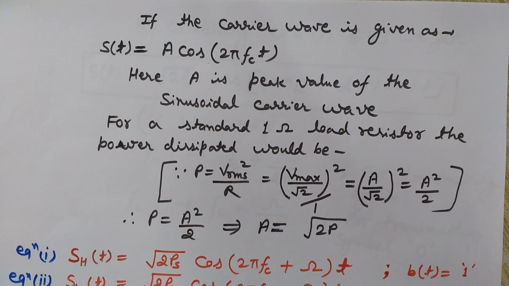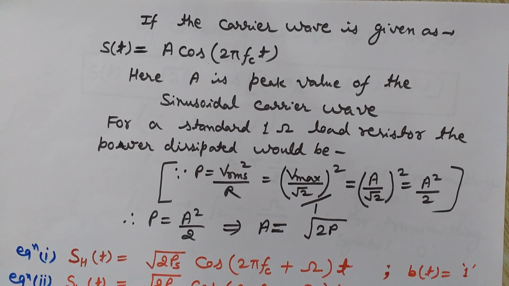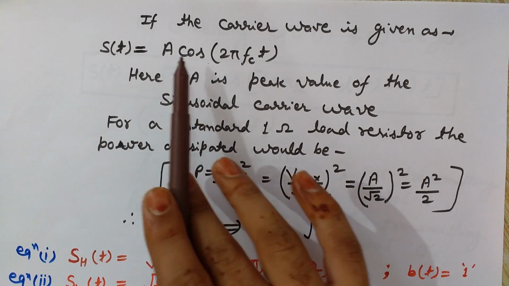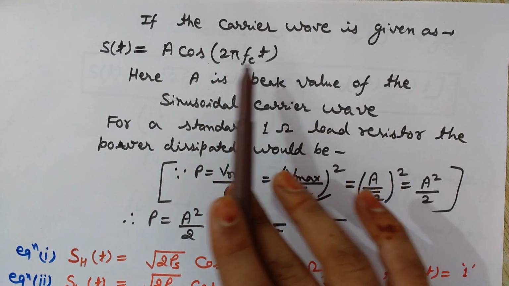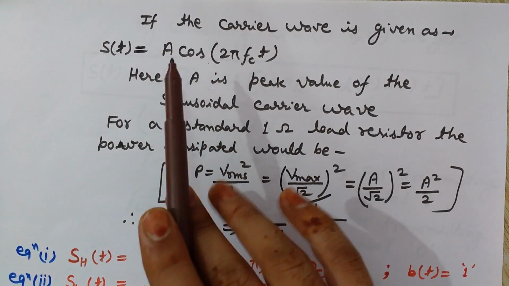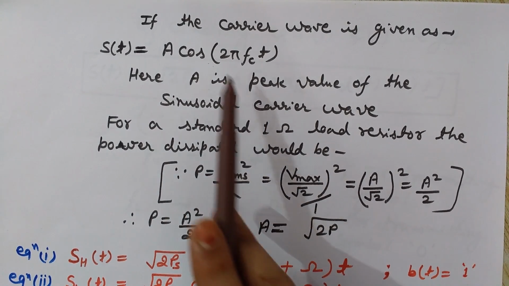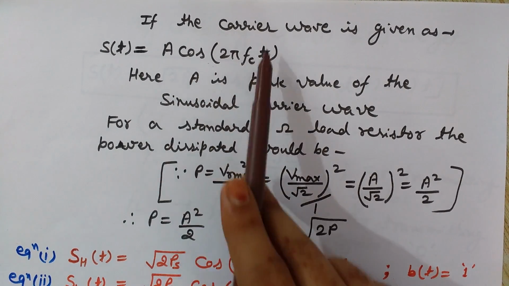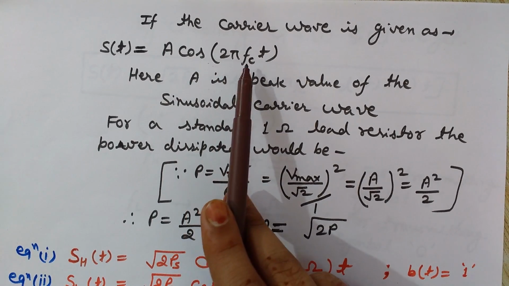Now again come to the mathematical expression. Let's suppose that the carrier wave is given by s(t) equals A cos(2 pi fc t). Here A is the peak value, the maximum amplitude of the sinusoidal carrier wave, and this is cos, meaning sinusoidal wave, and 2 pi fc. What is fc?